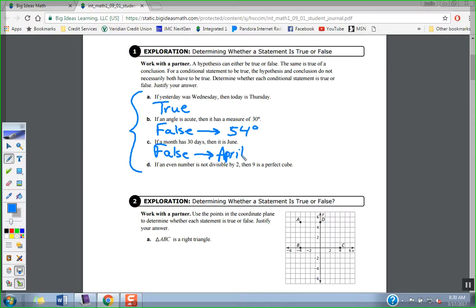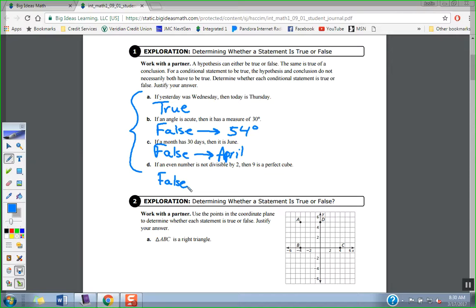If an even number wouldn't be divisible by 2, then 9 is a perfect cube. Making sense? Doesn't, does it? Okay, so I would just say both of those statements are what? Okay, both of those are false. Do you guys understand that if I can prove something false right here, you have some kind of a counterexample here? You guys okay with that?